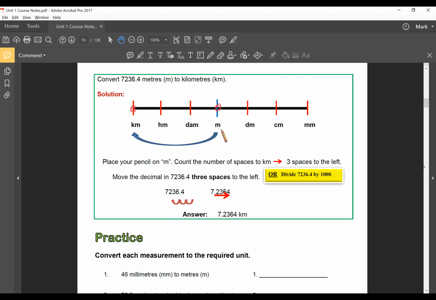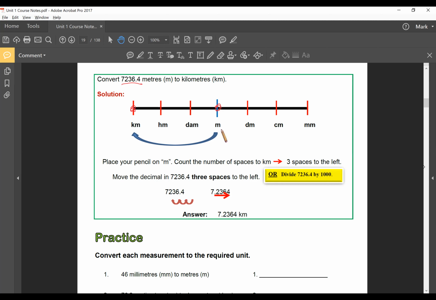So my number, 7,236.4 meters, our base unit. I want to go to kilometers. Now you can think about this a little logically before you even begin. And again, this just comes from my personal experience. I know that 1,000 meters is a kilometer. So 7,000 meters should be around 7 kilometers, right? So 7,200, I have an idea that this is going to be roughly 7.2 kilometers. But you don't need to know that.